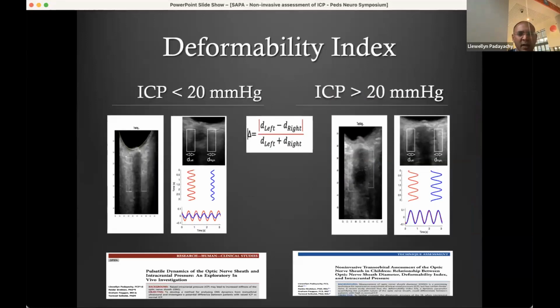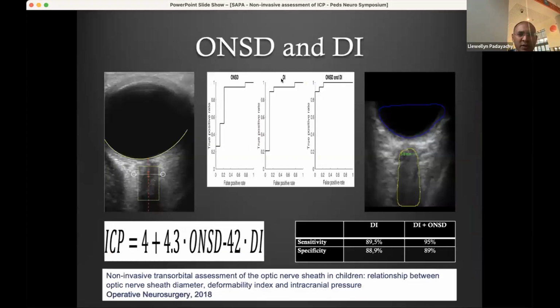And some of the work that we've done, we've shown, combining the nerve sheath diameter with an actual interpretation of the elasticity or stiffness of the sheath. If you combine those two, something we call the deformability index, diagnostic accuracy appears to be better.